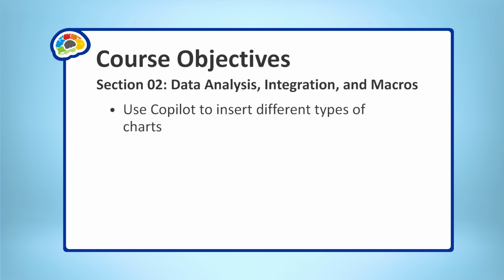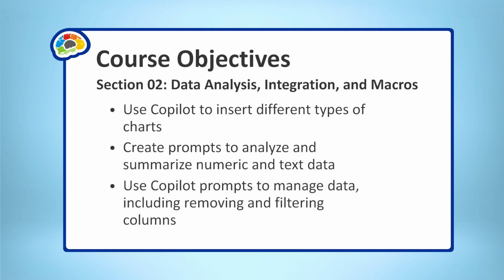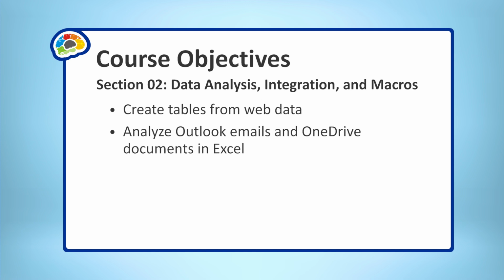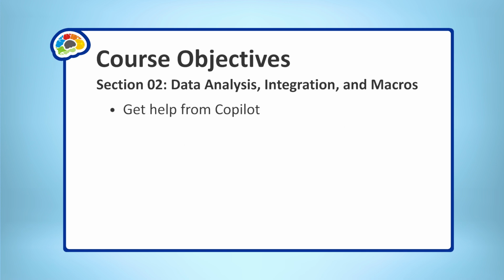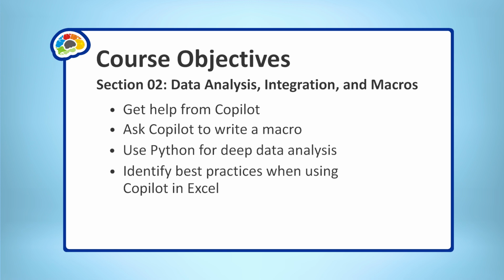Next, we'll have Copilot insert different types of charts, and we'll create prompts to analyze and summarize numeric and text data. Then we'll use Copilot prompts to manage data, including removing and filtering columns. We'll also create tables from web data and analyze Outlook emails and OneDrive documents in Excel. In our last lesson, we'll get help from Copilot, ask Copilot to write a macro, use Python for deep data analysis, and identify best practices when using Copilot in Excel.